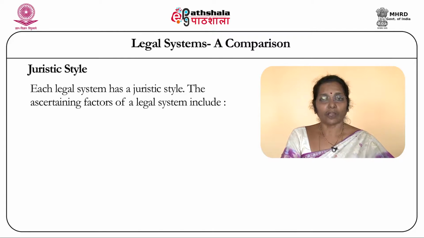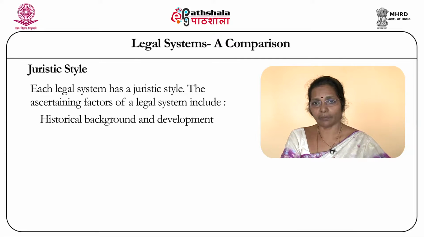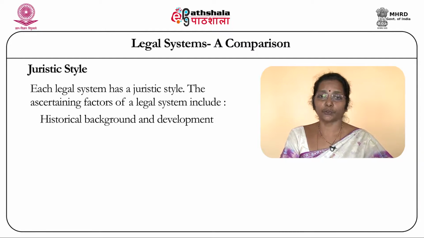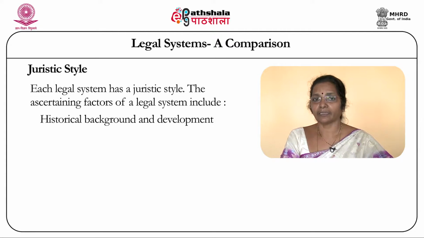Number one is the historical background and development. Every legal system has a historical background. Suppose you take India: it has a philosophical background, the Vedic philosophy behind it, and customs that have evolved. Similarly, every country has a historical background and development. This is the first factor to determine the legal system.